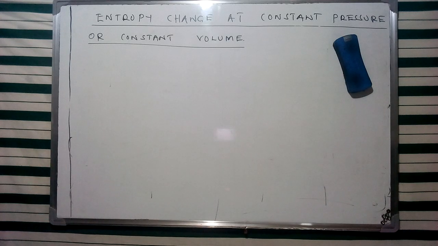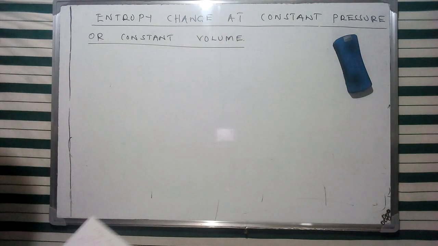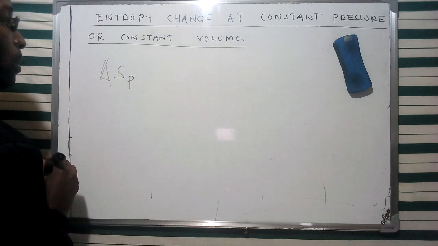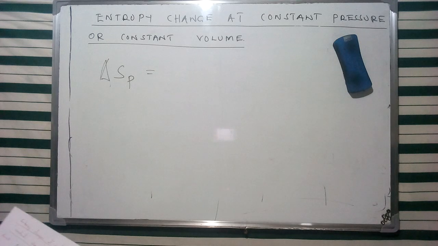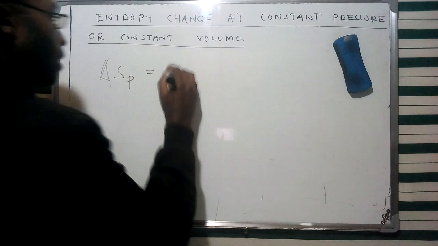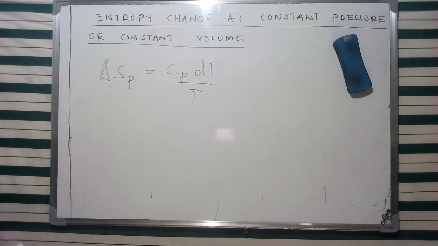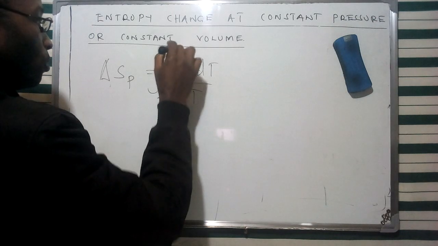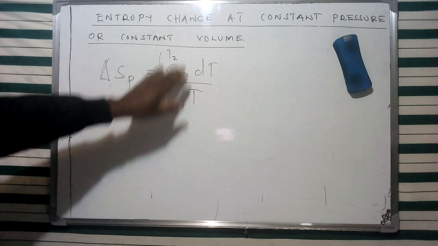So we're going to look for a scenario whereby we're going to have a change in temperature. So for the constant pressure, we're going to have a change in temperature. So we have said that the change in entropy at constant pressure is given as Cp dT over T. So for us to find this specific value, we're going to have this done as an integral over the variation in temperature. So let's say the temperature is from T1 to T2. So we're going to do an integral between T1 and T2.